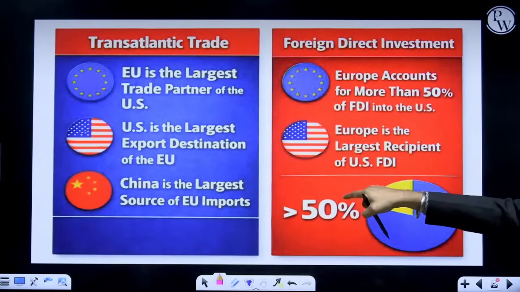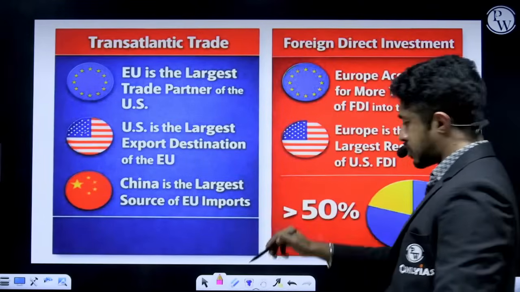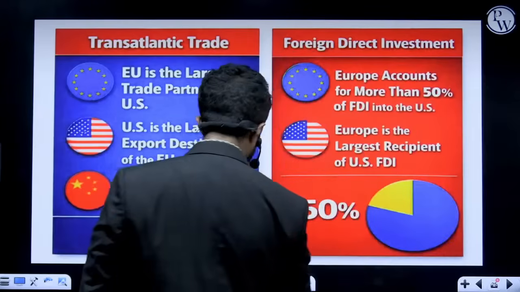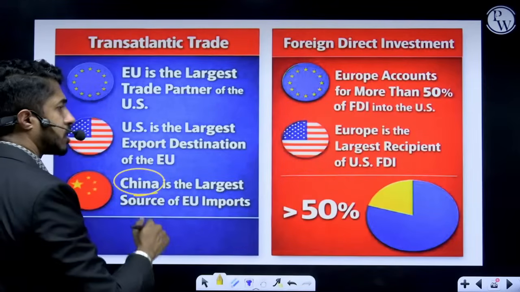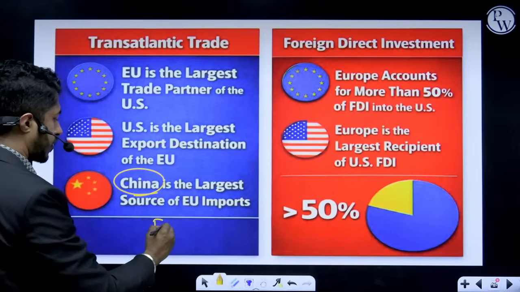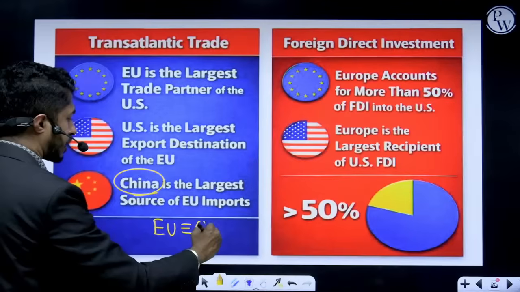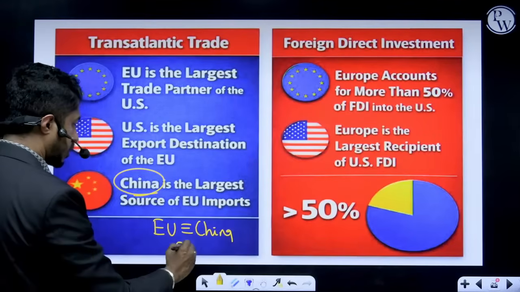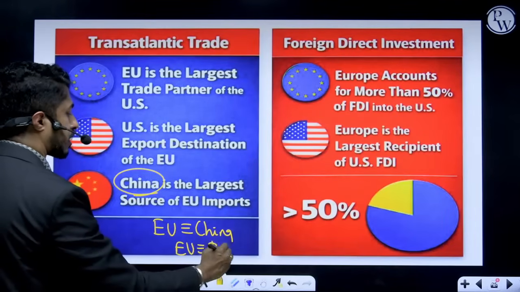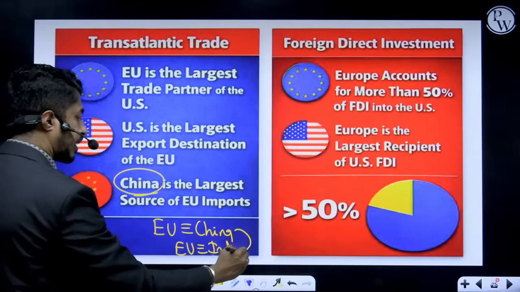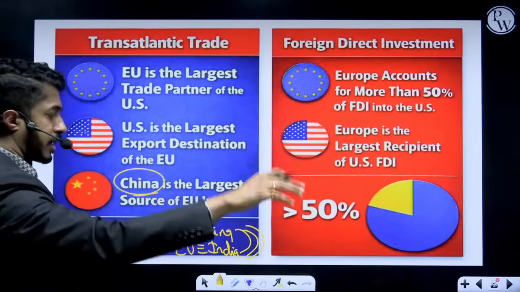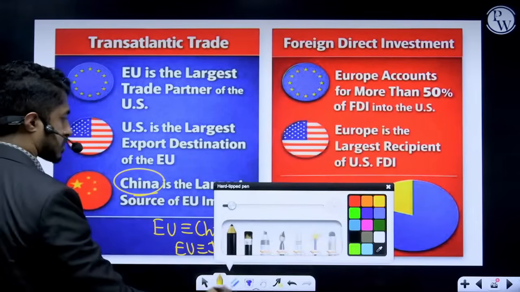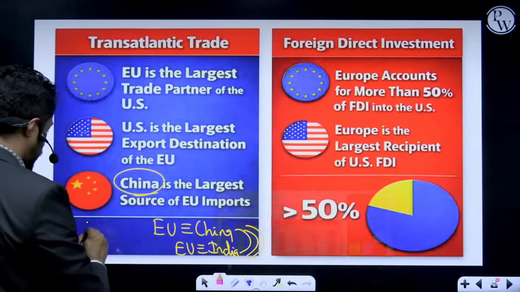China is the largest source of EU imports. So from China is where they are buying stuff from largely. No surprises there. If you actually look at it, this is all the more reason why now the EU will get close to China. The EU is already getting close to India. China and India are also getting close with each other. They are like, border, we will decide later. Right now, let us deal with this.